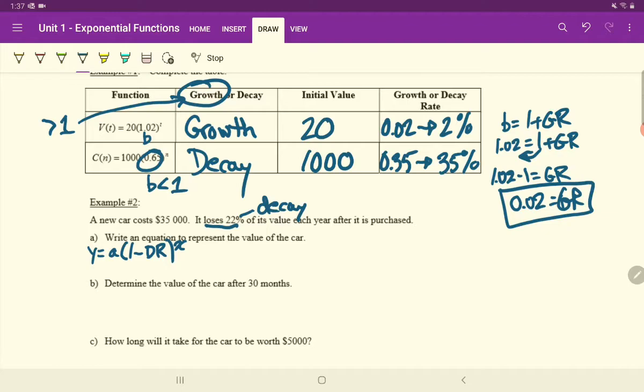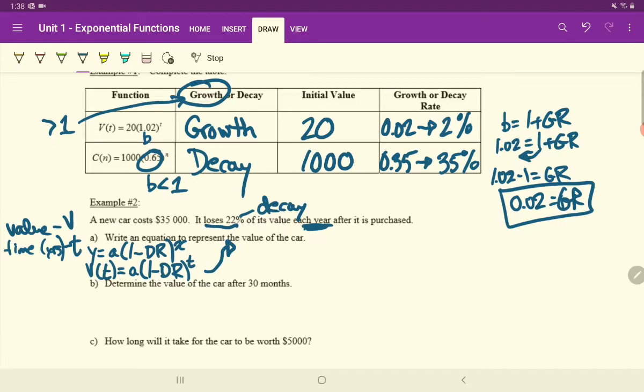Now, I want to use variables that make more sense here. So I'm dealing with the value of a car after each year, which is time. Okay, so my two variables are value of the car in dollars and time in years. So instead of just y, because I'm doing a word problem here, I'm gonna use the letters v and t. So when I write the equation, I'm gonna have v at t equals a times 1 minus dr to the power of t. Okay, so it's no longer x. We're now using a t.